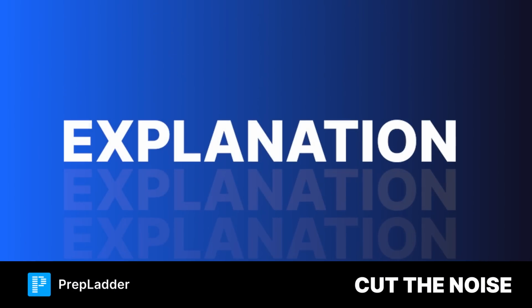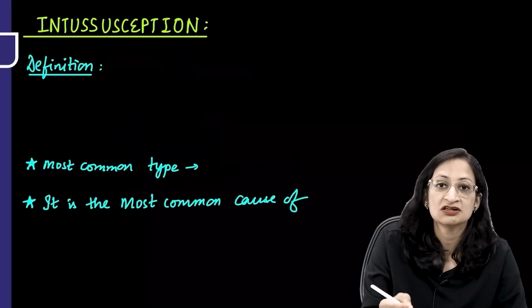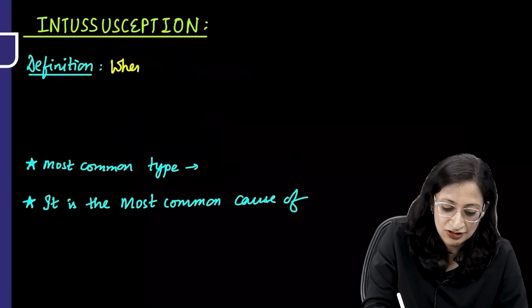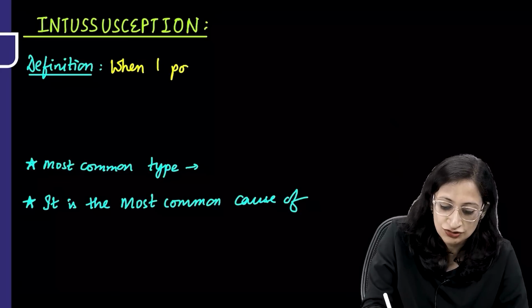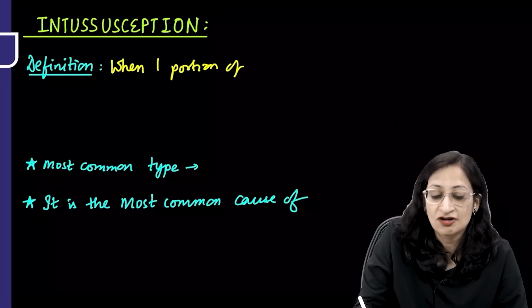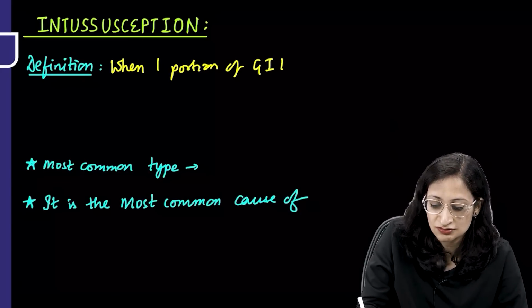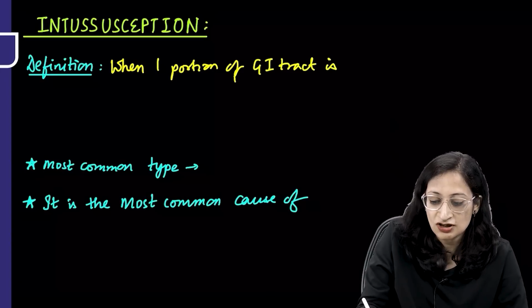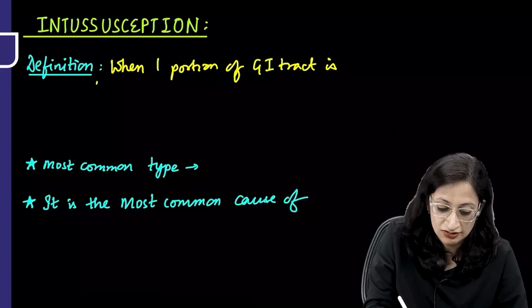Here's the explanation. Intussusception is basically when one portion of the alimentary tract, or the GI tract, is telescoped into another.